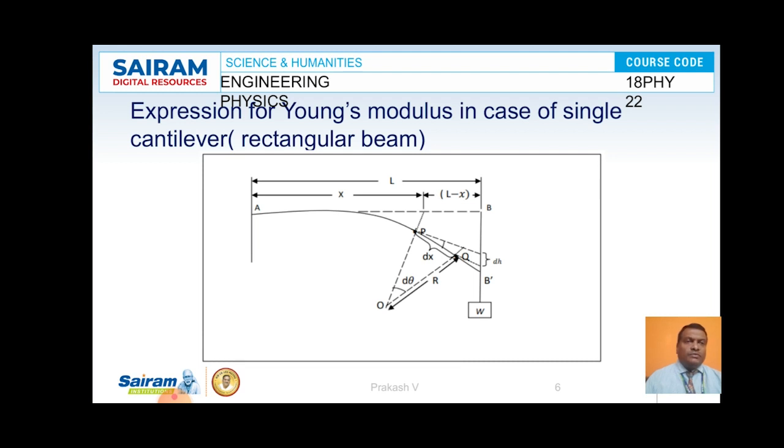That is the explanation about the picture seen on this slide. The height, that is BB dash, is nothing but h. So h is the depression that happens because of the load applied, that is W, as shown in the picture. Now let us go to the equations.